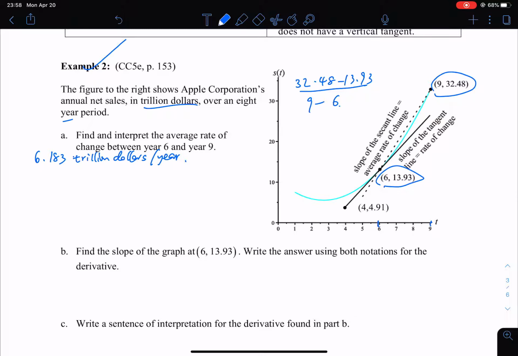This is the answer. And for the interpretation, it's from year 6 to year 9. So between year 6 and 9, and the output description is Apple Corporation's annual net sales. So just use it here.